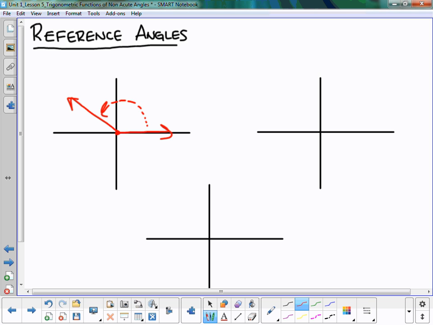So in the second quadrant, the reference angle, the angle I'm speaking about, is the angle from the terminal side to the x-axis. So this angle is the reference angle for the one in red. In order to find its measure, I just do 180 minus my original angle.